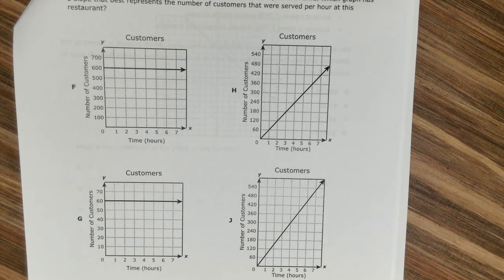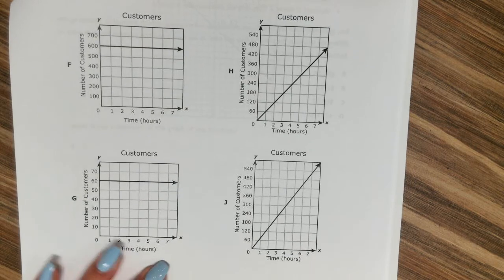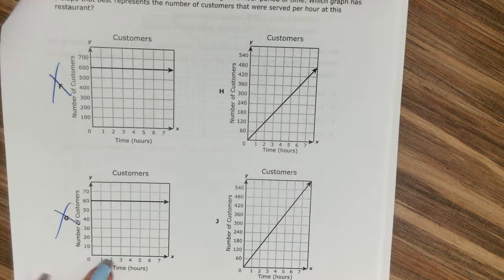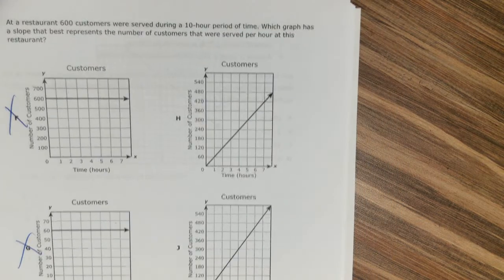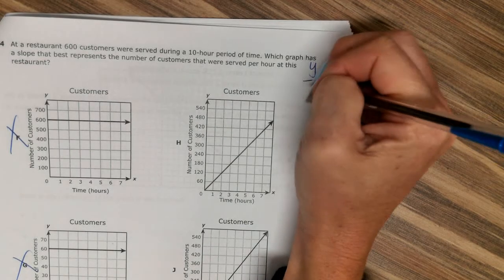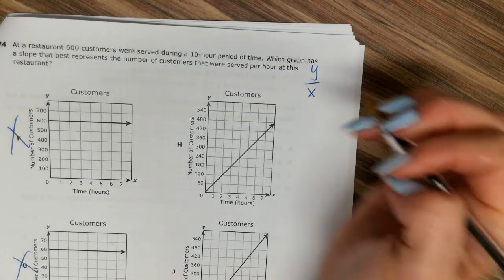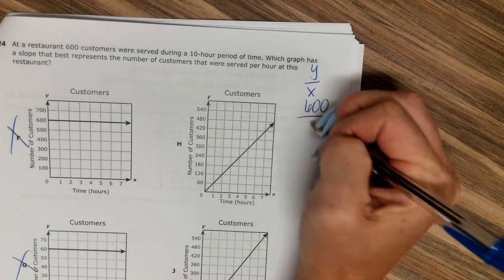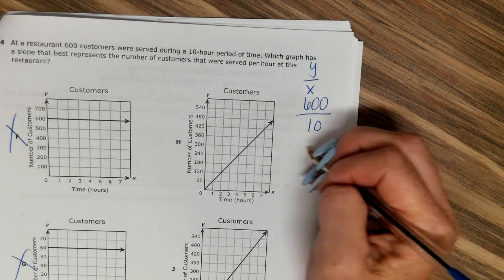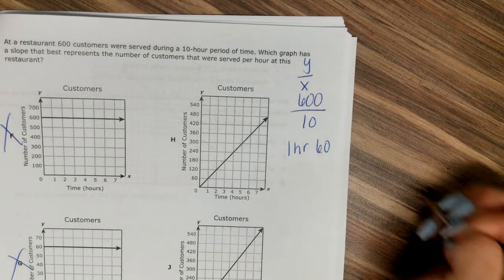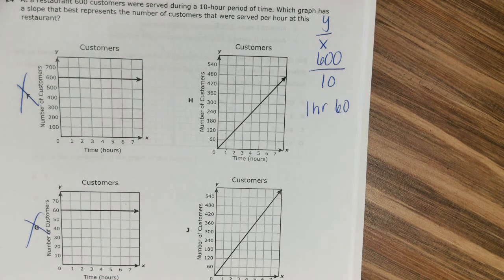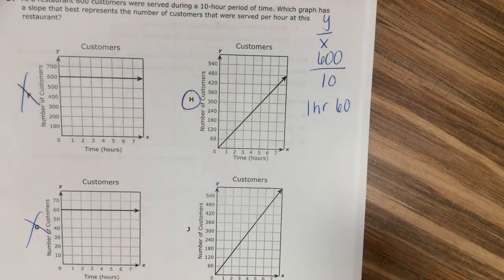Because that's saying no matter how many hours it was, they always served 60 people. So that's out and that's out. Now I have to decide between these two. So all you had to do was y divided by x. So 600 divided by 10. What's 600 divided by 10? So in 1 hour, 60 people were served. So which graph has that? H.